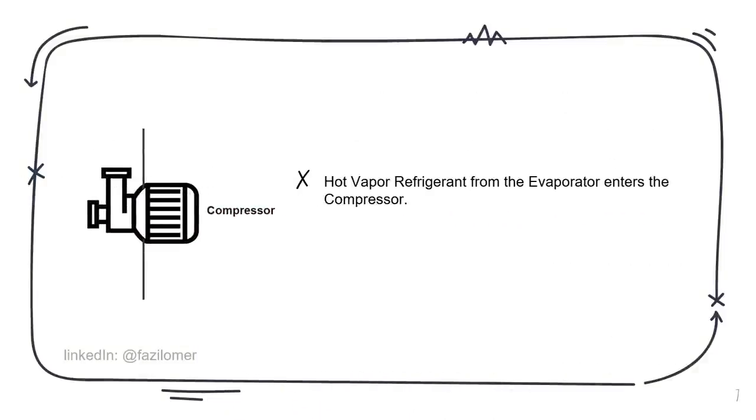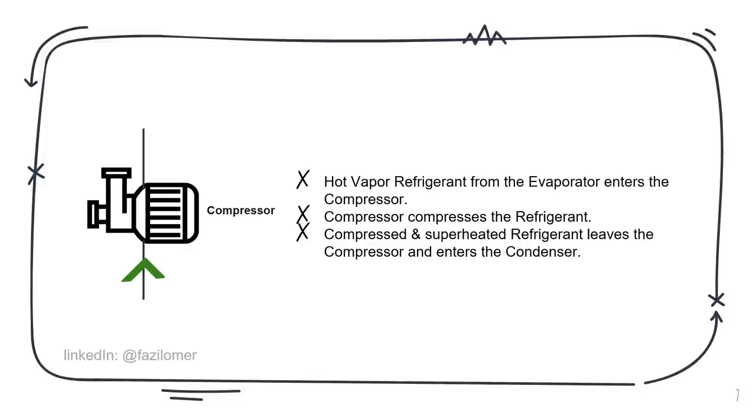The hot vapor refrigerant from the evaporator enters the compressor. The compressor compresses the refrigerant. Compressed and superheated refrigerant leaves the compressor and enters the condenser.